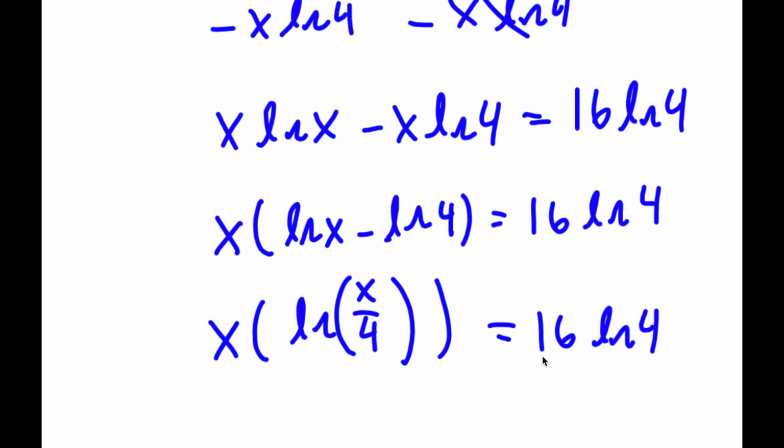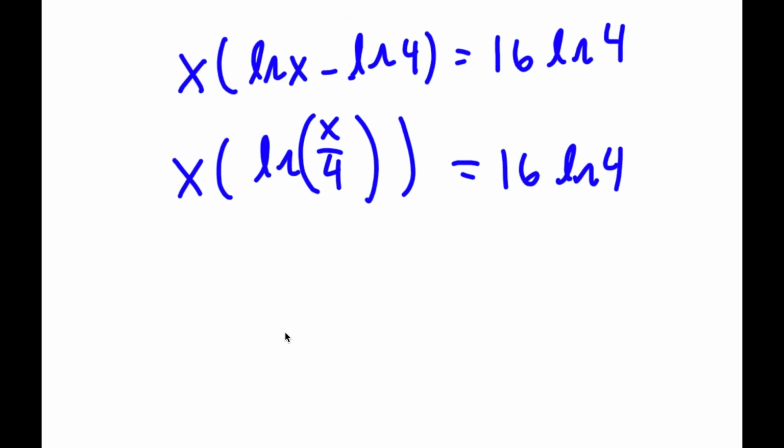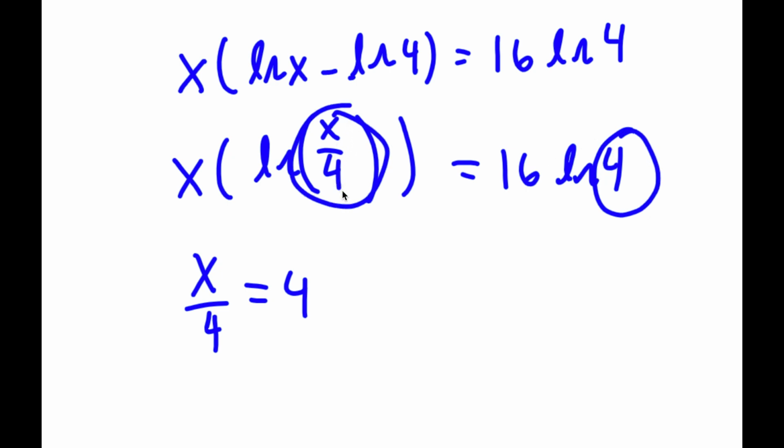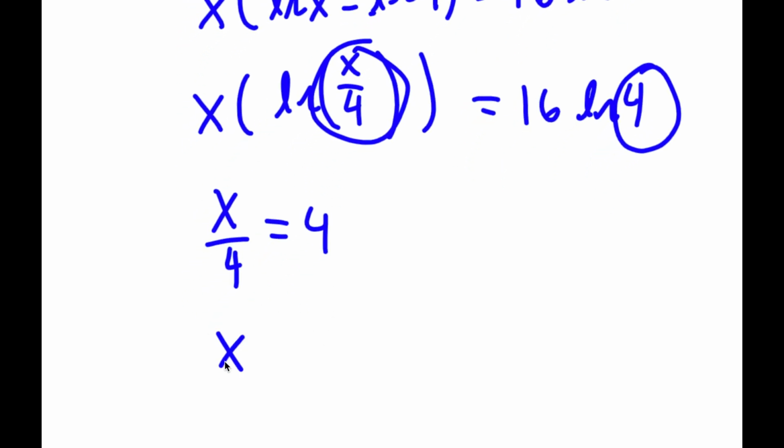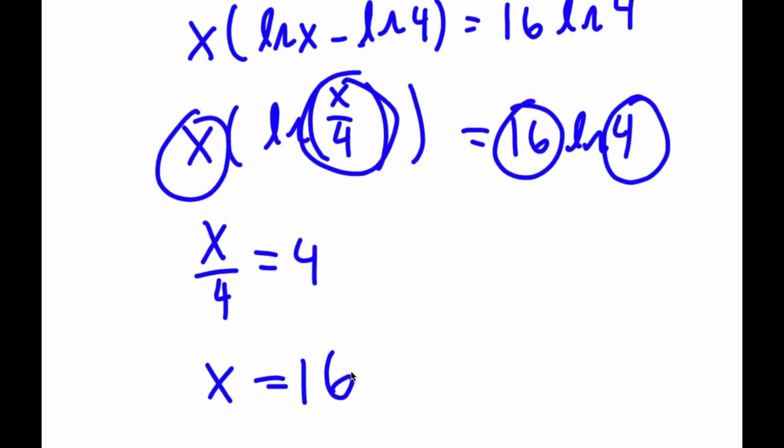And now this is essentially saying that x over 4 is equal to 4 over here. These two are equal to each other. So if x over 4 is equal to 4, this means that x is equal to 16, because these two have to match up as well.